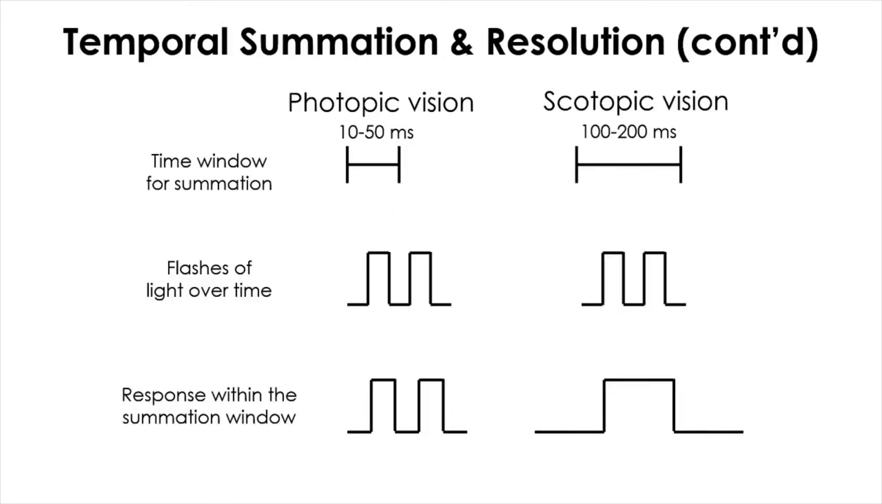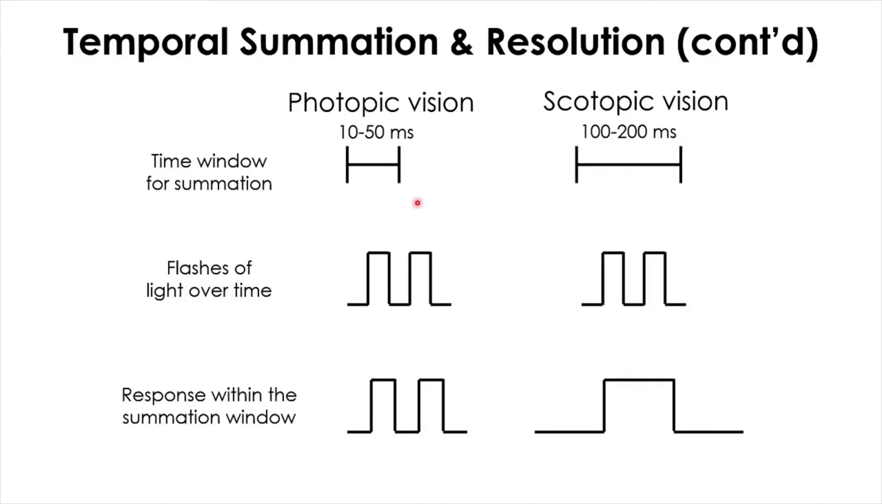So this is another way to compare the temporal summation and resolution between the photopic and the scotopic system. As you can see, the time window for summation is quite different between photopic vision and scotopic vision. So photopic vision has a very narrow time window for summation, whereas the scotopic system has a much wider window for summation.